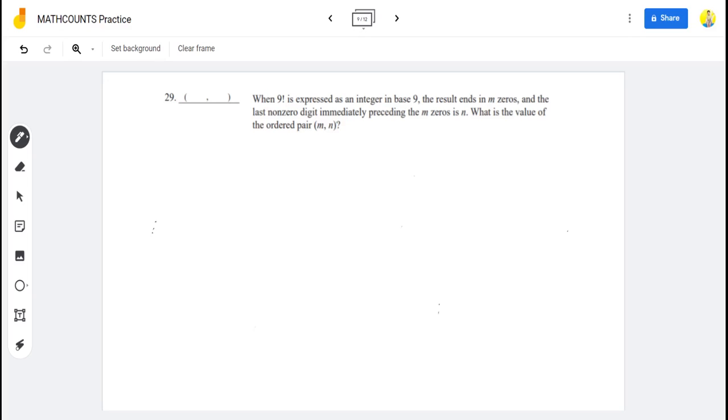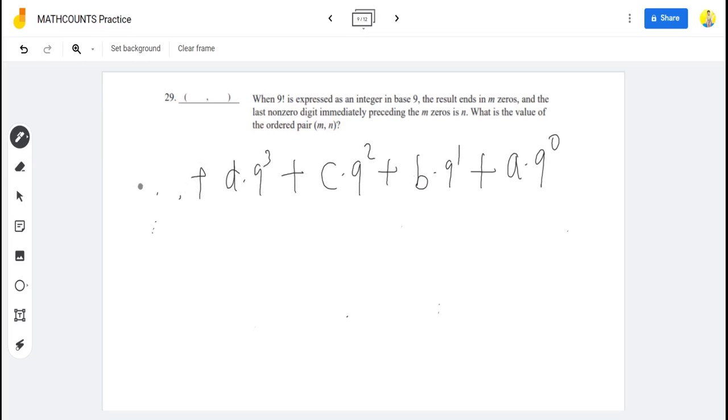So to solve this problem, we basically see that in base 9, numbers are written like this: a times 9 to the 0th power plus b times 9 to the 1st power plus c times 9 to the 2nd power plus d times 9 to the 3rd power, and on and on. We're just trying to find the largest value of x such that 9 to the x is divisible by 9 factorial. Since that means that all of those c, b, a would all be 0, or b and a will be 0. That's the number of zeros in base 9.